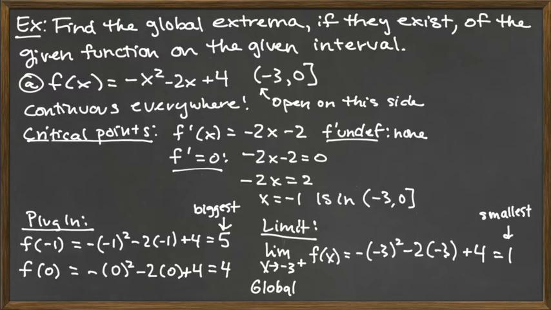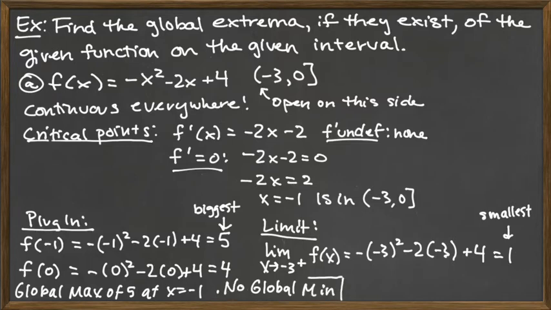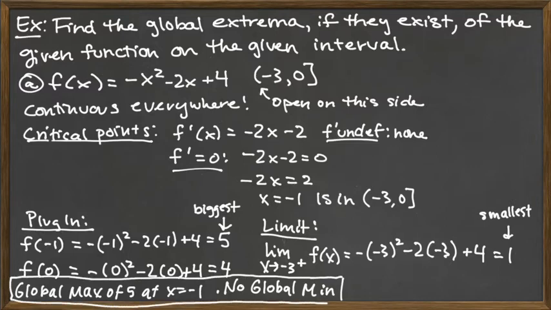Actually, let me scoot this over here. Global max of 5 at x equals -1, and no global min. And so that gets us our final conclusion for this particular example.